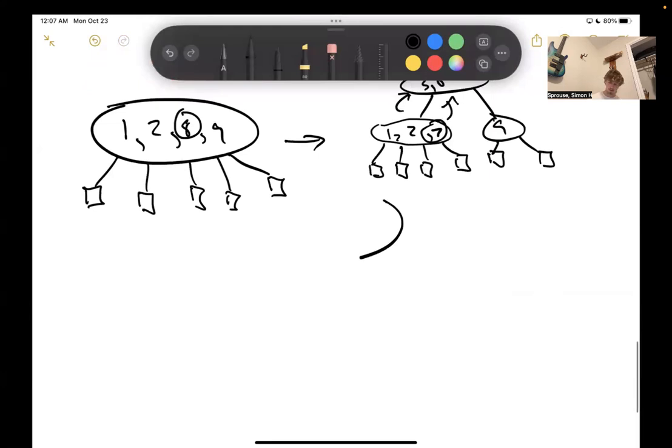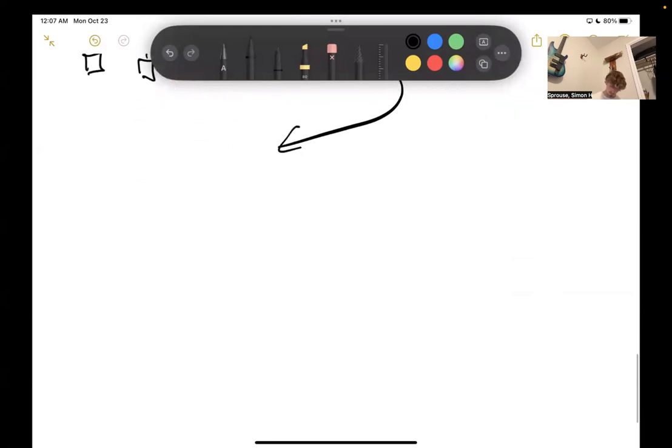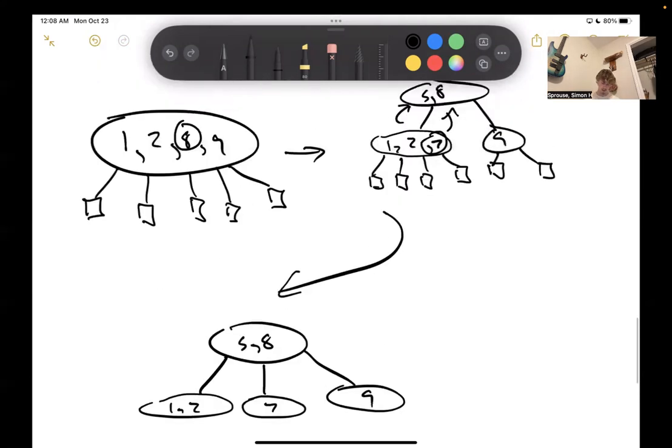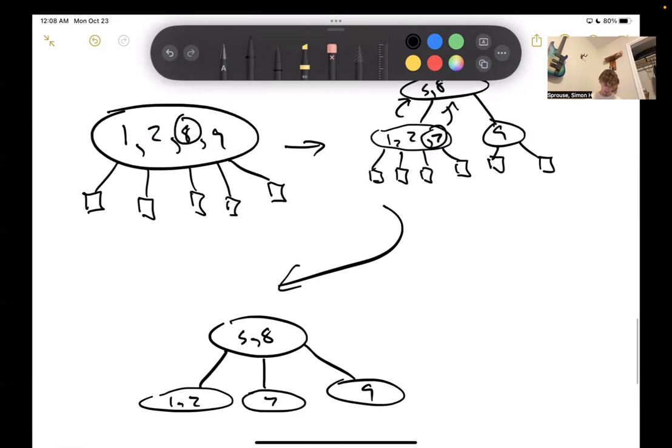So I'm actually good. I'm just going to redraw the tree down here. So we've got our parent node with 5 and 8, and this is going to branch into less than 5, between 5 and 8, and then greater than 8. So in this node, we're going to have 1 and 2. Here we're going to have 7, and then here we're going to have 9. So I believe I did this right. I think I did this right.